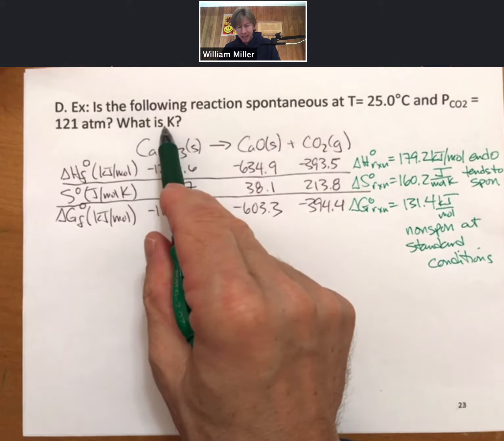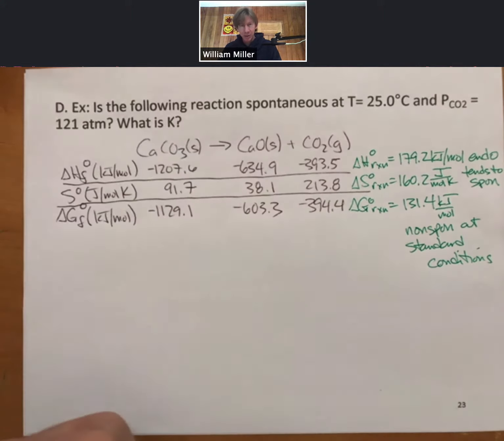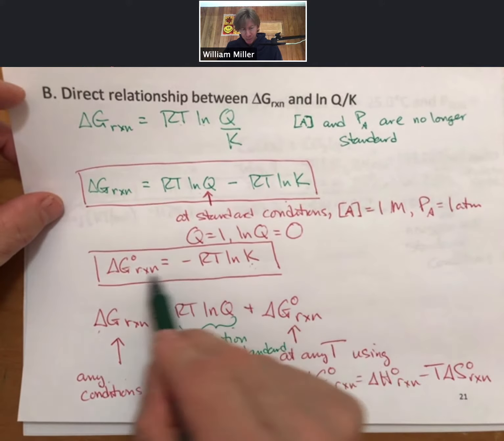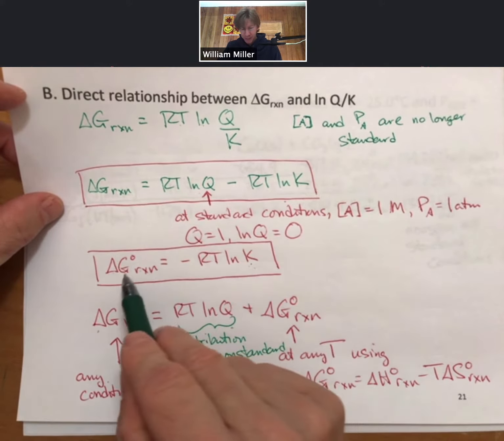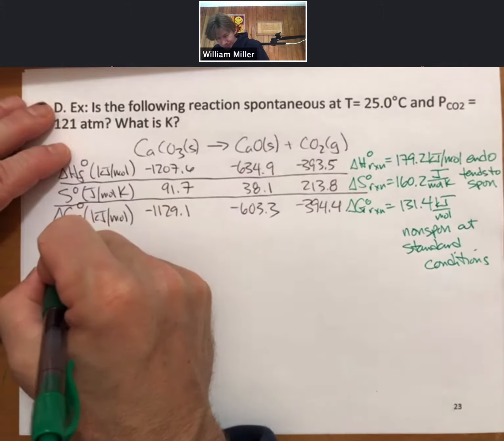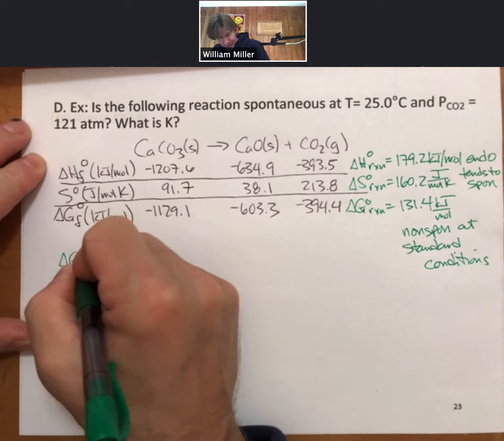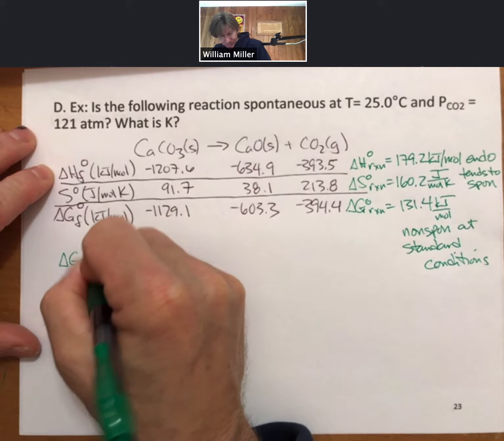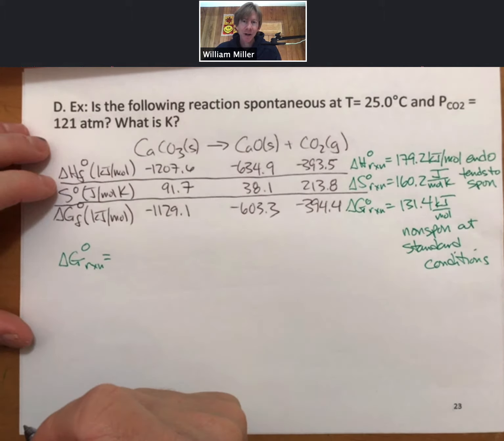Oh, and we're asked what K is too. Well, we got a little bit of work to do. So let's do the K part first. We have this right here, and I will now solve for K, and then we'll do the next part. Delta G reaction equals minus RT ln K.